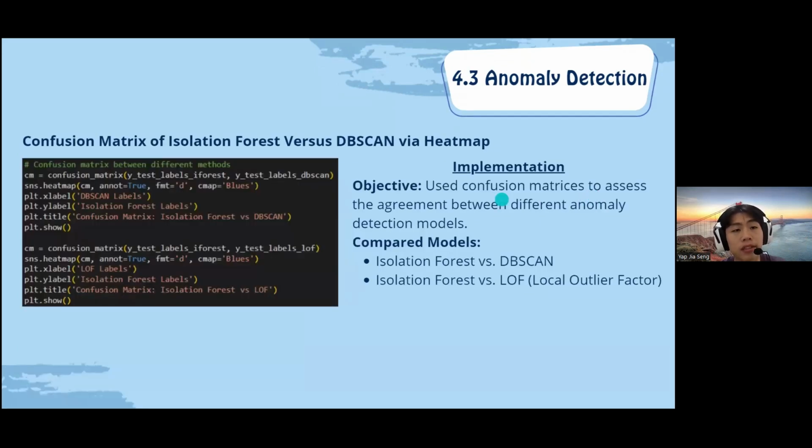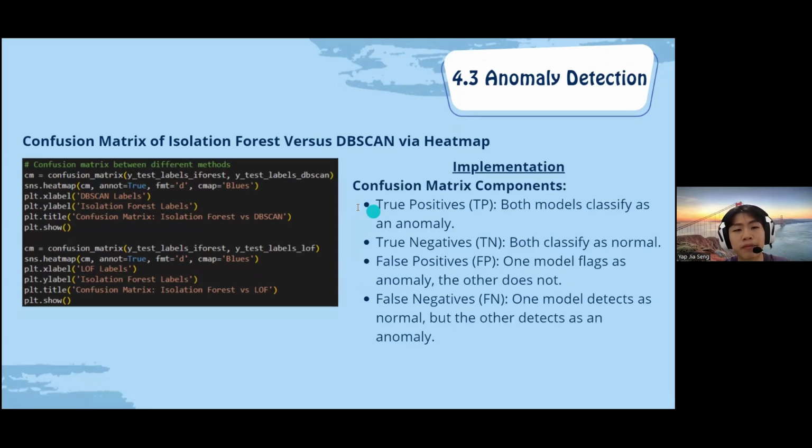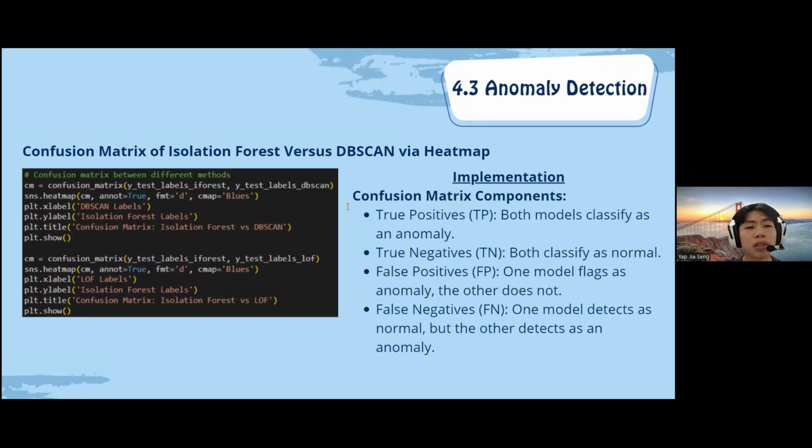For the next one, this is a confusion matrix analysis to compare anomaly detection results between different models. We will compute the confusion matrix to compare Isolation Forest versus DBSCAN and Isolation Forest versus LOF. The components are: true positive, which means both models detected an anomaly; true negative, which means both models agree it is normal; false positive, which means one model flags an anomaly but the other does not; and false negative, where one model misses an anomaly detected by the other.